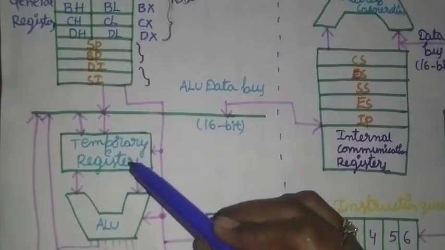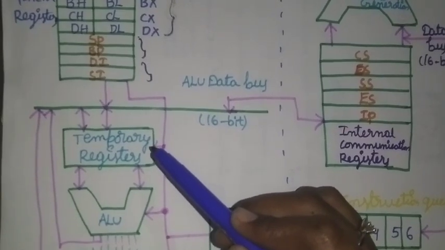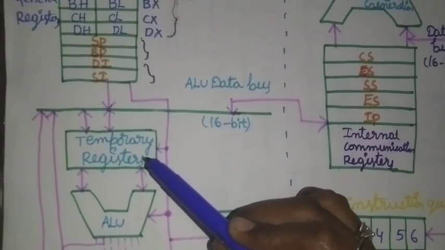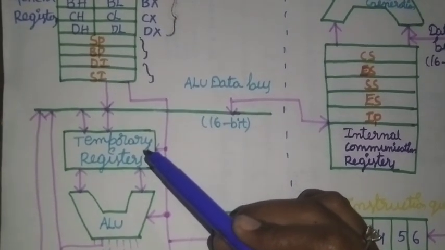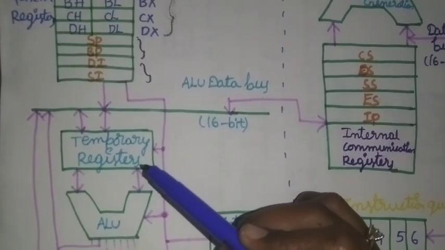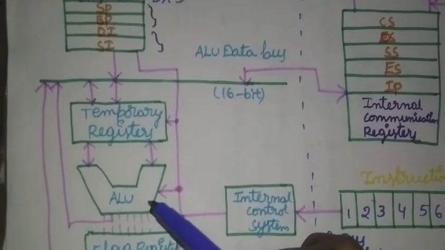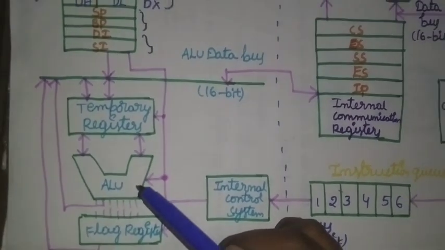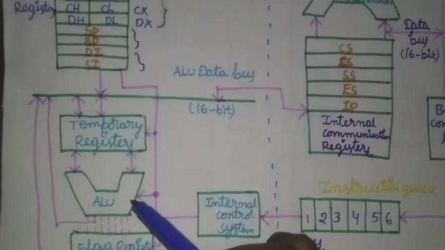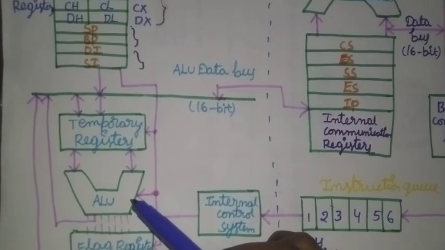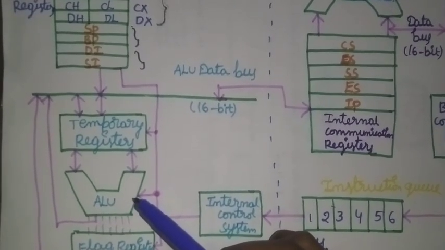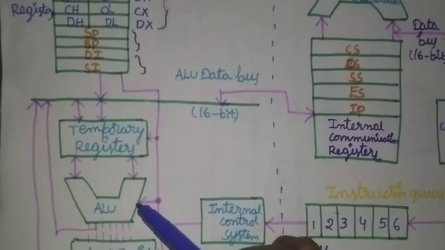Another one is temporary registers. Temporary registers are used to store data temporarily for performing arithmetic and logical operations. Here is the ALU, the arithmetic and logical unit, which is used to perform arithmetic and logical operations.